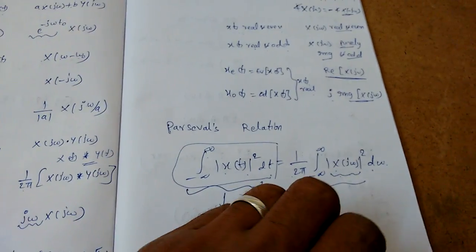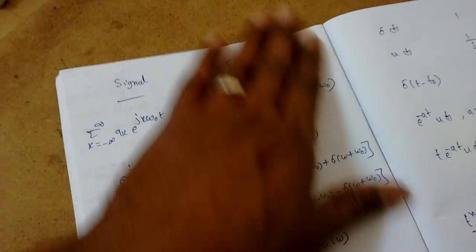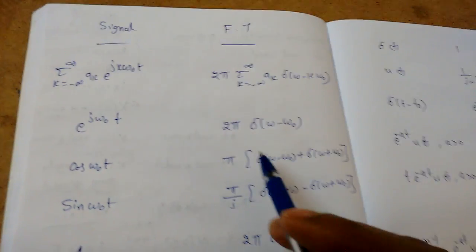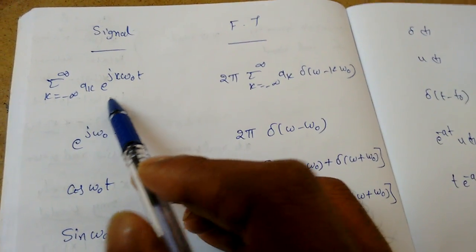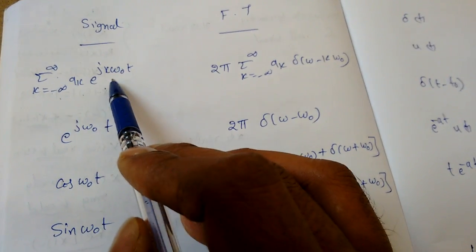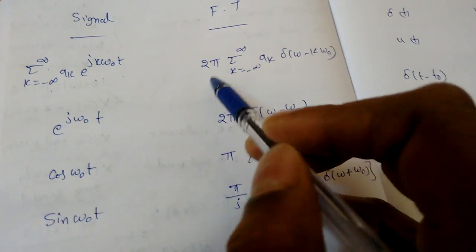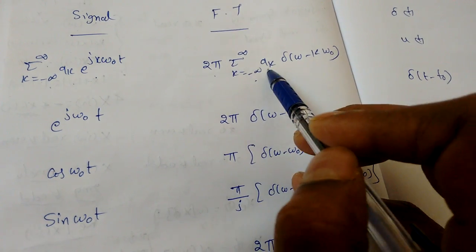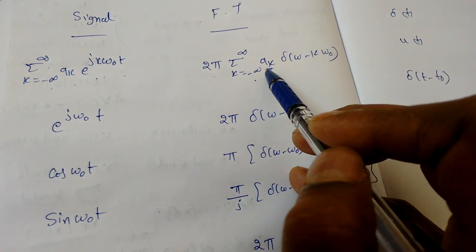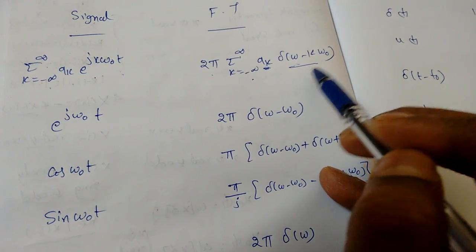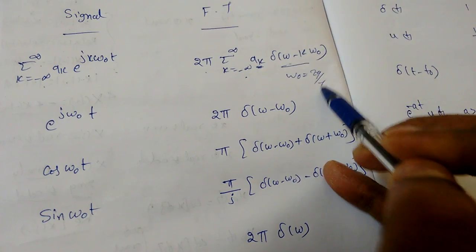Right. Next we will see the Fourier transforms of some basic signals. If you remember these Fourier transforms, we can easily get marks in the GATE exam. The first signal is a periodic signal, that is the sum from k equal to minus infinity to infinity of a_k into e^(jkω₀t). This we already discussed. It is nothing but 2π into the sum from minus infinity to infinity of a_k, so if x(t) is given we can find a_k, then δ(ω minus kω₀), where ω₀ is nothing but 2π by T.